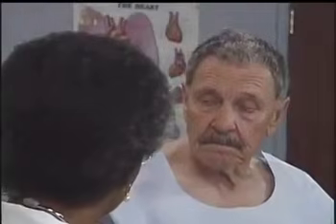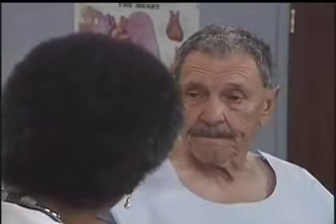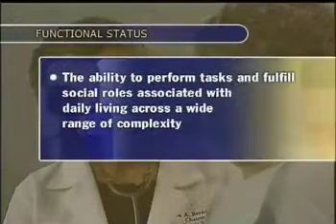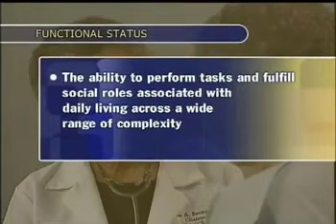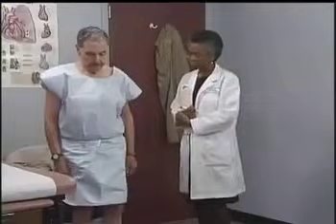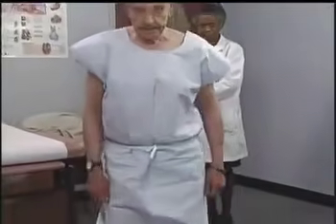Learn to distinguish acute pain from chronic pain and thoroughly investigate its cause. Although the specific goals of care may vary, a primary focus of each visit by the elderly patient is preserving the patient's functional status, the sixth vital sign. Functional status specifically means the ability to perform tasks and fulfill social roles associated with daily living across a wide range of complexity. Build upon your initial appraisal of functional status, made during the health history and reinforced during the general survey, by employing a performance-based assessment instrument.